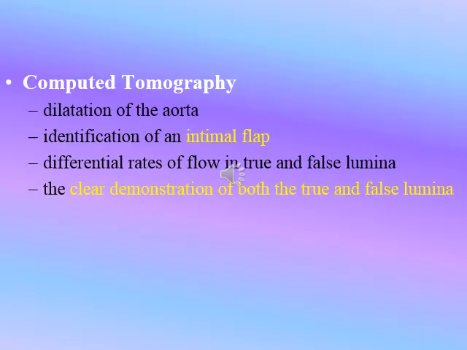What about CT? CT is very beneficial. We can measure the dilatation of the aorta. We can screen the aorta from its origin بعد الaortic valve up to the end of the abdominal aorta and its bifurcation. We can see the start and end of the intimal flap. Now if the dissection is localized to one area, we can differentiate which area.